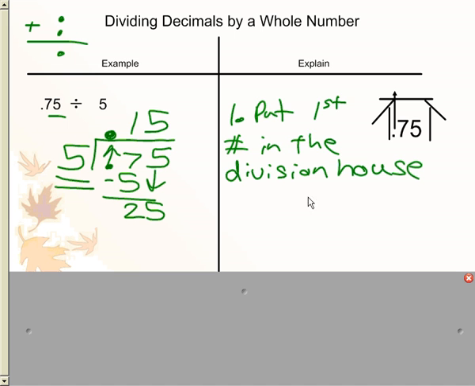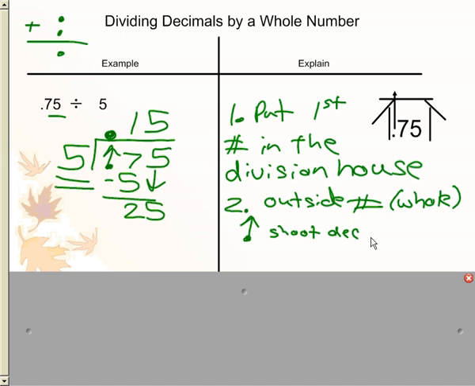All right, so we put our first number in the house. The outside, which was the divisor, the outside number, as long as that is a whole number, then we're going to shoot our decimal through the roof. So shoot it directly up through the roof, and then you're just going to divide like you normally would.